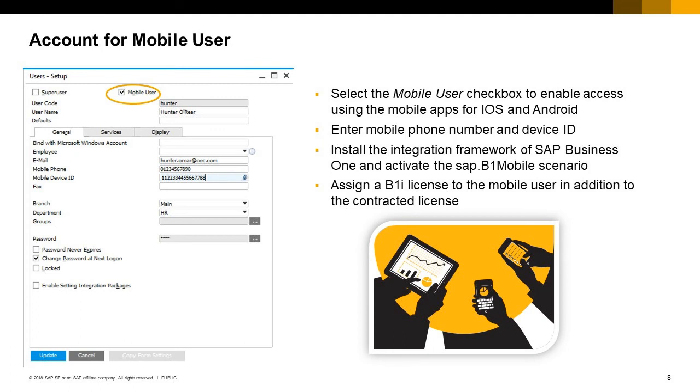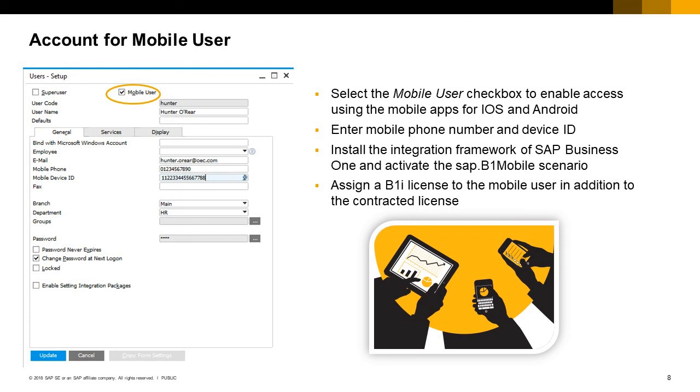To enable a user to access SAP Business One using the mobile apps for iOS and Android, select the Mobile User checkbox. The mobile phone number is mandatory in the user account as the user must enter this number when they log on from the phone. If the device has no phone number, for example, an iPad, choose a fictitious mobile phone number. You must also enter the ID of the user's mobile device, which is a unique MAC address.